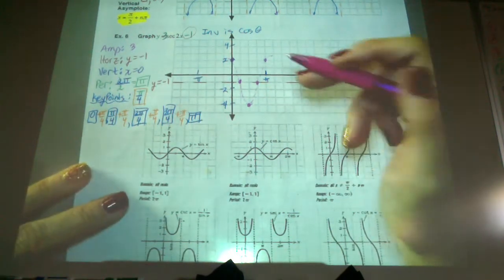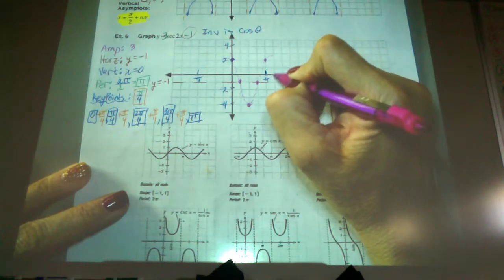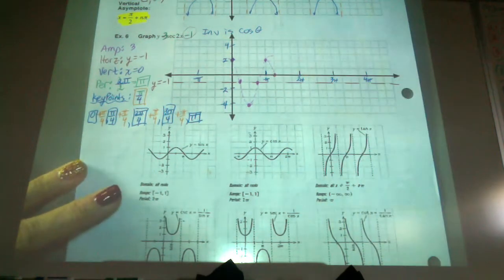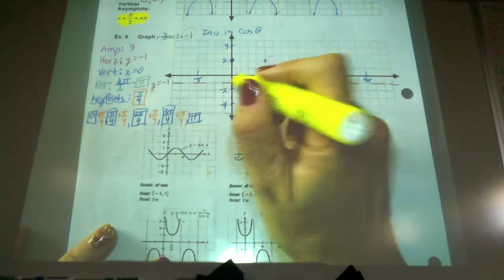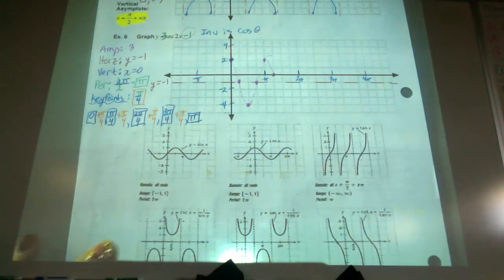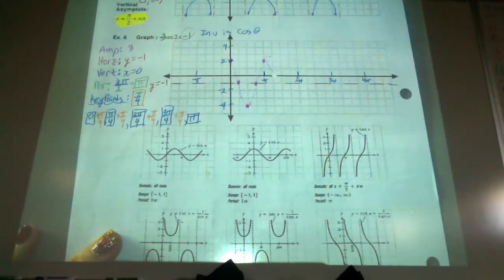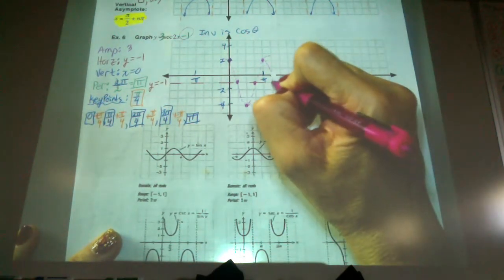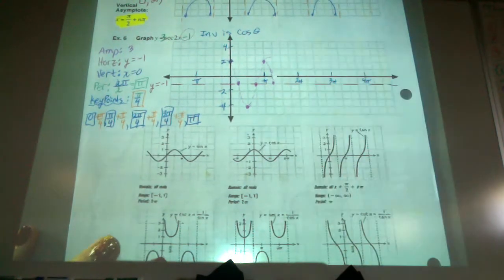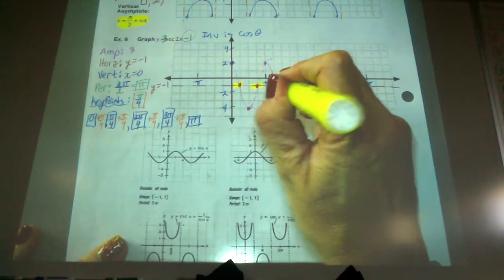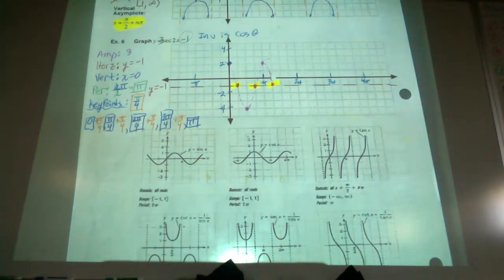And then I'd like to add in one more, because I know with cosine I'm going to need one more. So wherever, whoops, I just drew that last one wrong. Yeah, it's got to go on the 0 line right here. So I have 2 places technically, and I created a 3rd place where it crosses the x-axis.